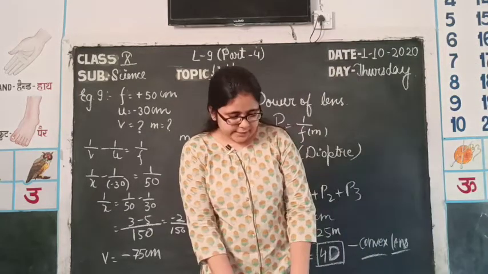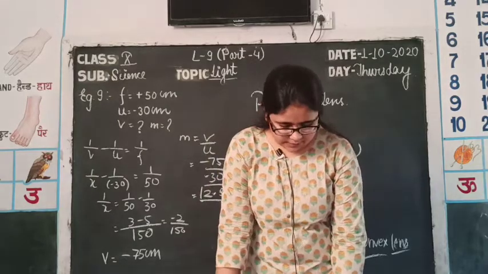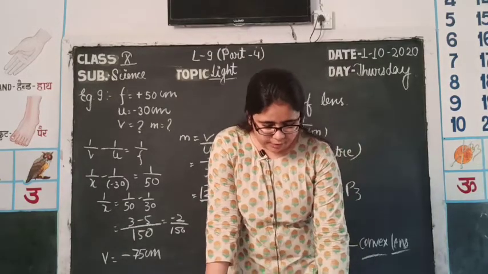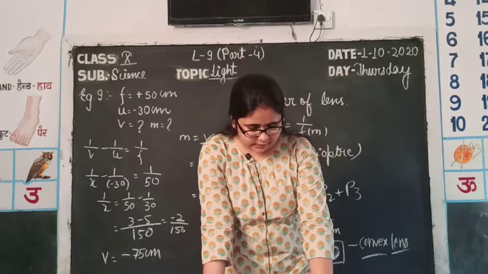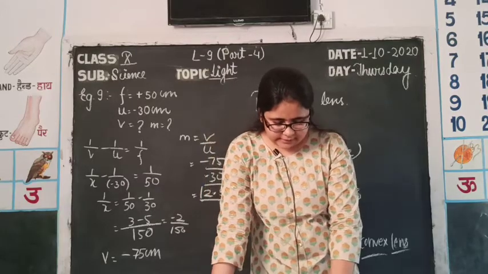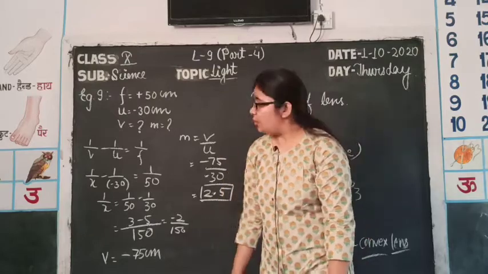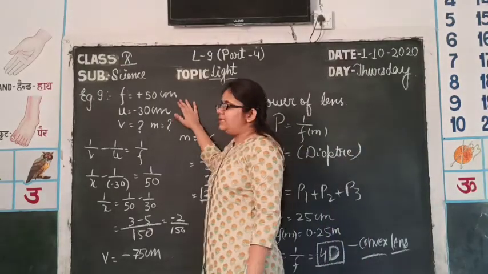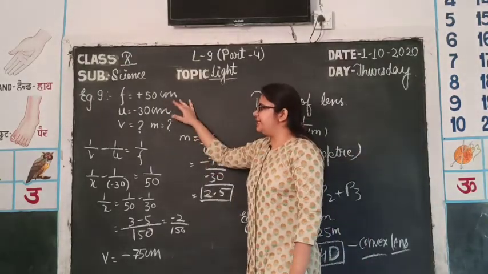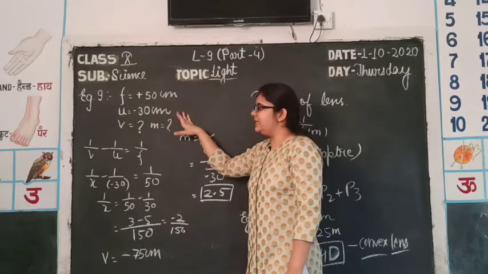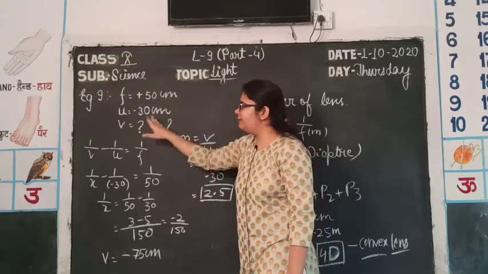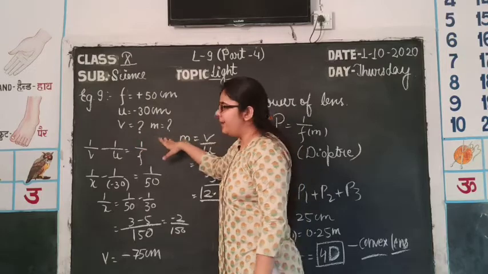Now, the next numerical is example 9, in which focal length of a convex lens is 50 centimeter. If object is placed at 30 centimeter, then find nature and size of image. So, focal length of convex lens will be positive, plus 50 centimeter, distance of object is minus 30 centimeter. We have to calculate V and magnification.